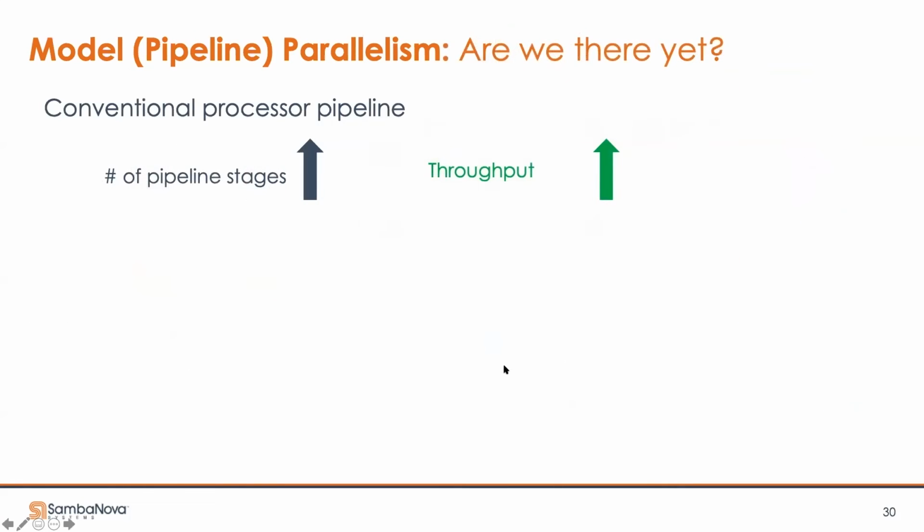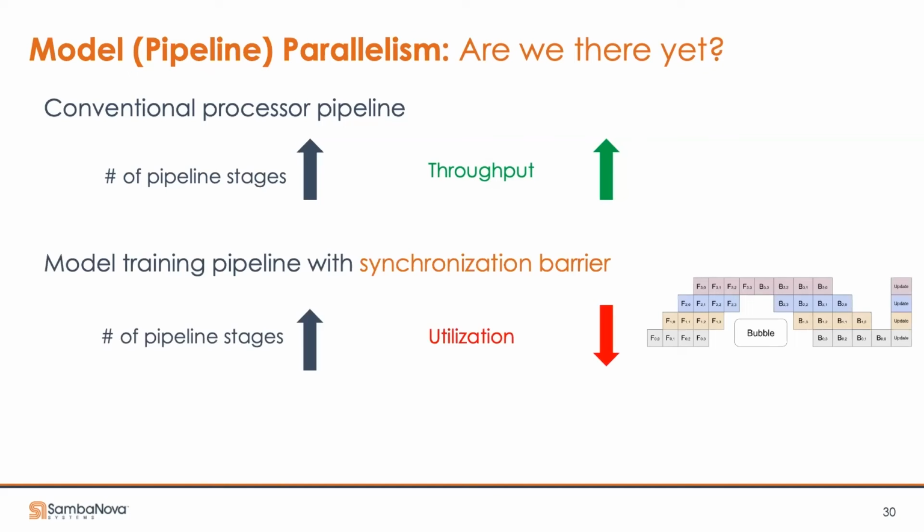Now, in a conventional processor pipeline, as the number of pipeline stages increases, the throughput increases significantly. However, in this kind of training setup where you have a synchronization barrier that you need to hit, as the number of pipeline stages increases, the utilization actually decreases. On our hardware, where a significant number of compute units exist, this utilization can become a problem, and that's something that we wanted to see if we can solve.